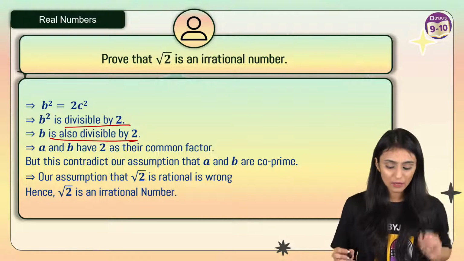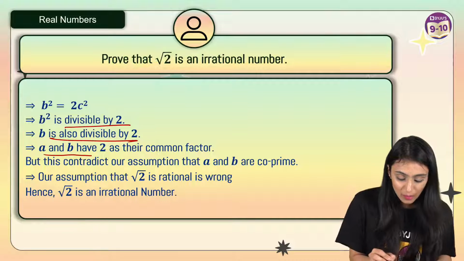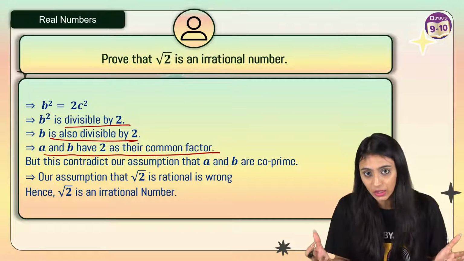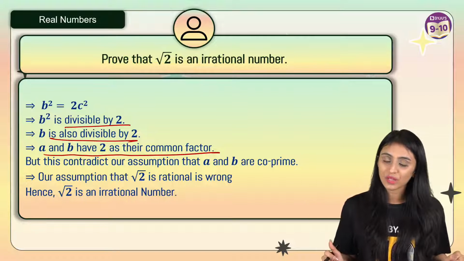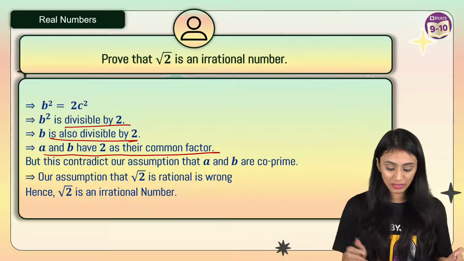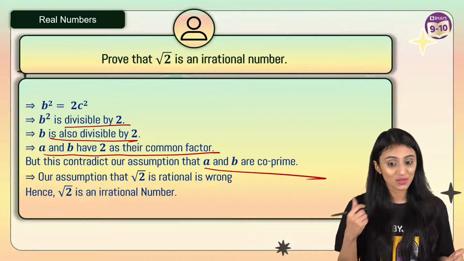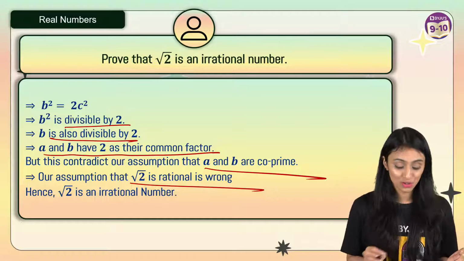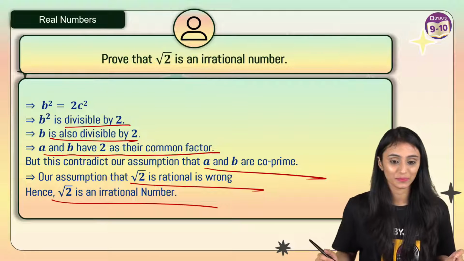What did we see? We saw that both A and B are divisible by 2. That means they both have 2 as their common factor. That means they are not co-prime. So this contradicts our assumption that A and B are co-prime. This is wrong, right? So that means root 2 is irrational. Root 2 is an irrational number. Yes.